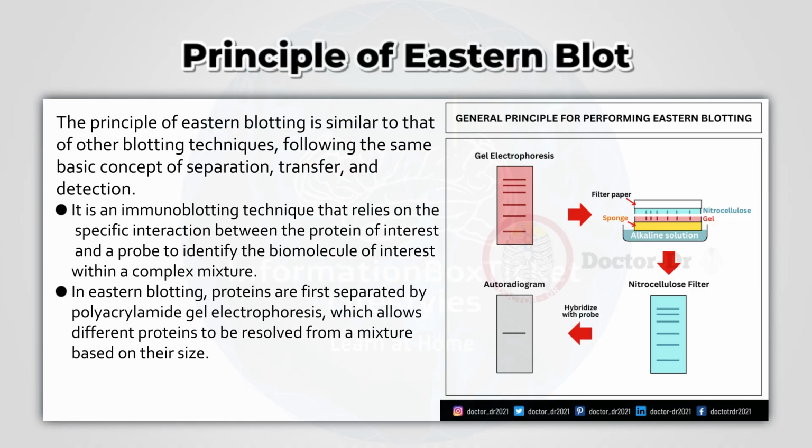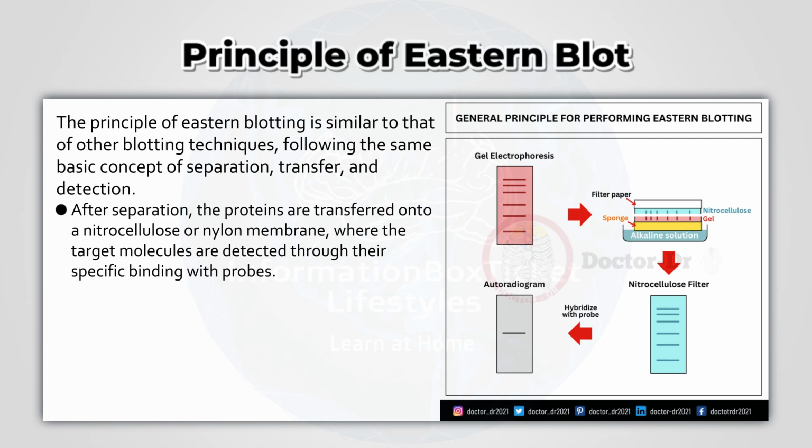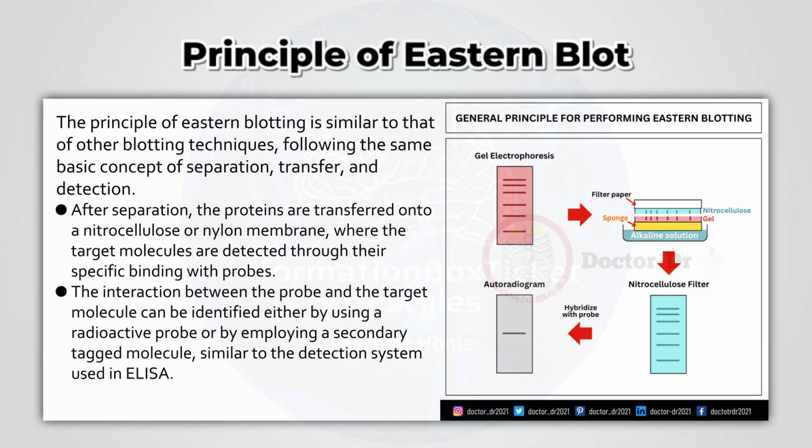In Eastern blotting, proteins are first separated by polyacrylamide gel electrophoresis, which allows different proteins to be resolved from a mixture based on their size. After separation, the proteins are transferred onto a nitrocellulose or nylon membrane, where the target molecules are detected through their specific binding with probes. The interaction between the probe and the target molecule can be identified either by using a radioactive probe or by employing a secondary tagged molecule, similar to the detection system used in ELISA.